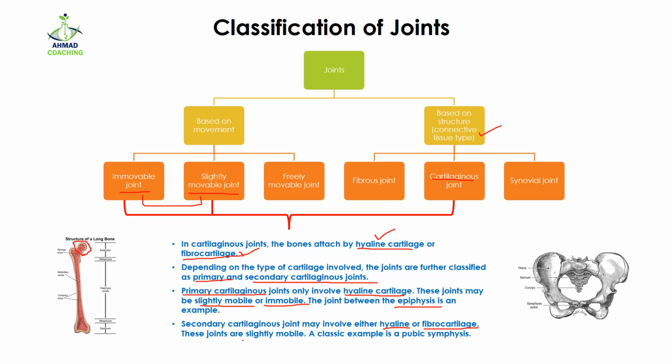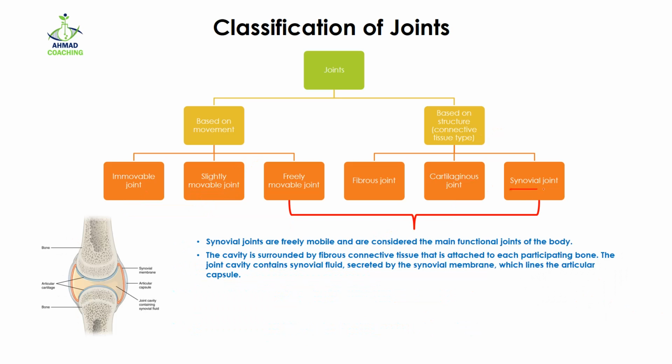The second type is cartilaginous joints. They are slightly movable joints. The example is the pubic symphysis. This part here is the pubic symphysis, where the two bones join with each other and can move slightly. The third type of joint is the synovial joint.